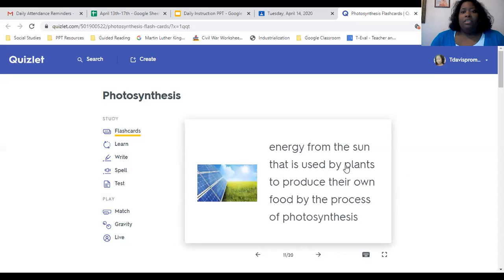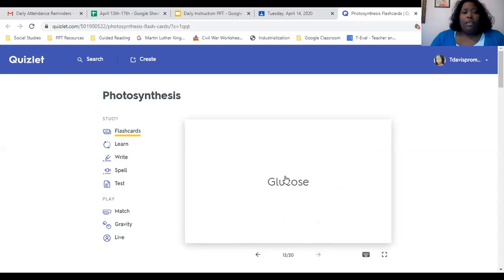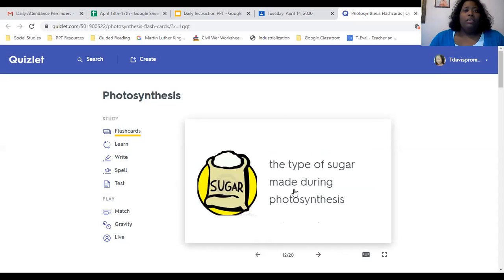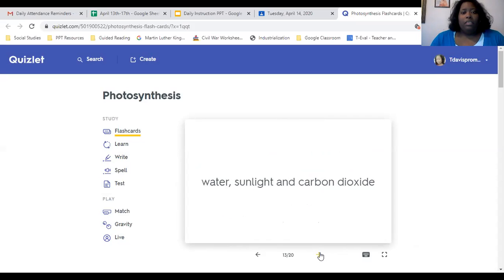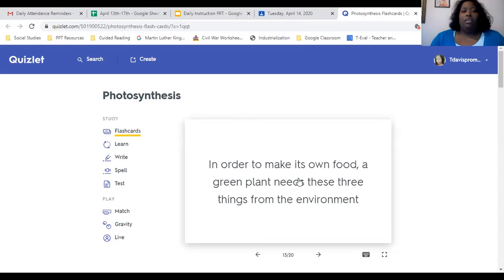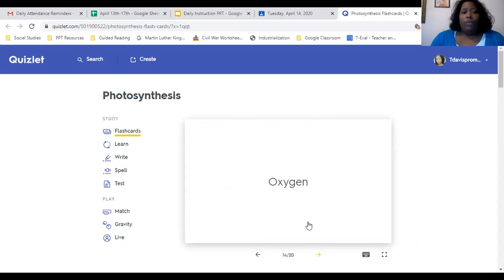Sunlight. So sunlight is energy from the sun that is used by plants to produce their own food by the process of photosynthesis. So we say sunlight energy, or we just say sunlight, or we say light from the sun. Glucose. Glucose is the type of simple sugar made during photosynthesis. It is one of those byproducts or ending products of photosynthesis. Water, sunlight, and carbon dioxide. These three are needed in order for a plant to make its own food.